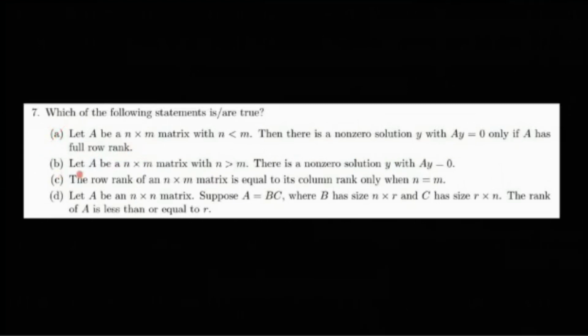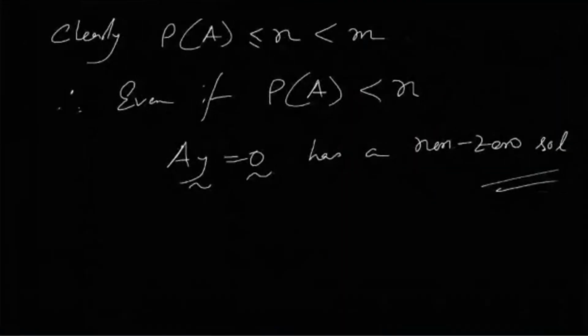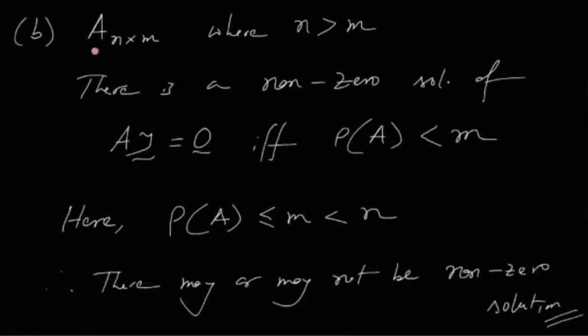What about option B? Let A be an n cross m matrix with n greater than m. Then there is a non-zero solution y with Ay equals 0. Similar question, n is greater than m here. Again, there is a non-zero solution of Ay equals 0 if and only if the rank of A is less than m, the number of columns.